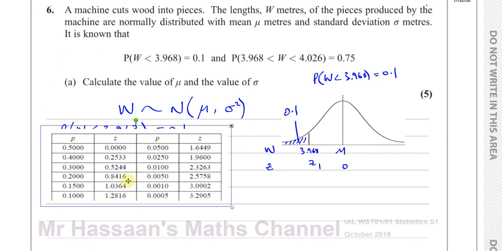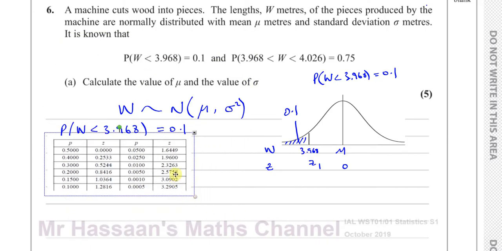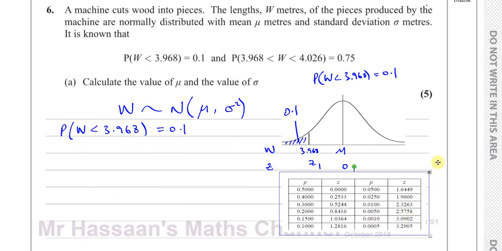I'm going to go through this in a bit of detail to explain, especially for the student that was asking about this. Now, we know that this tells us the area to the right of that Z value. I know that the area to the right of this Z value is 0.9, but we don't have 0.9 here. The areas start from this side, where you've got 0.5, then 0.4, then 0.3.